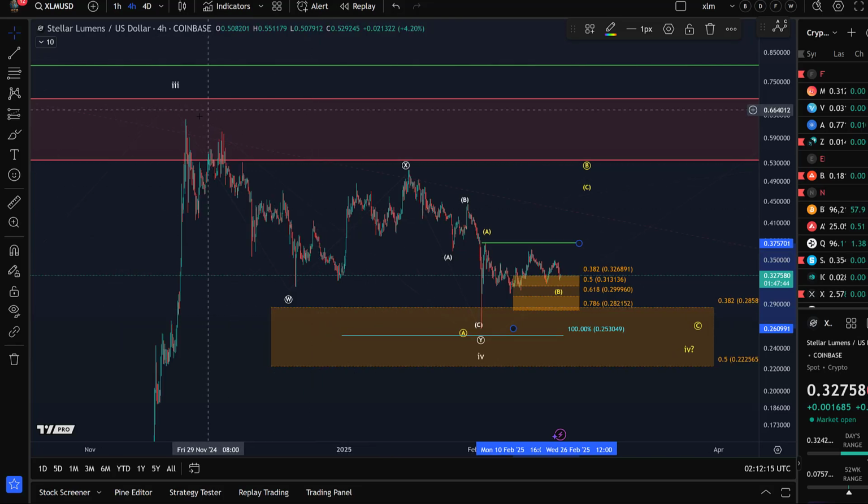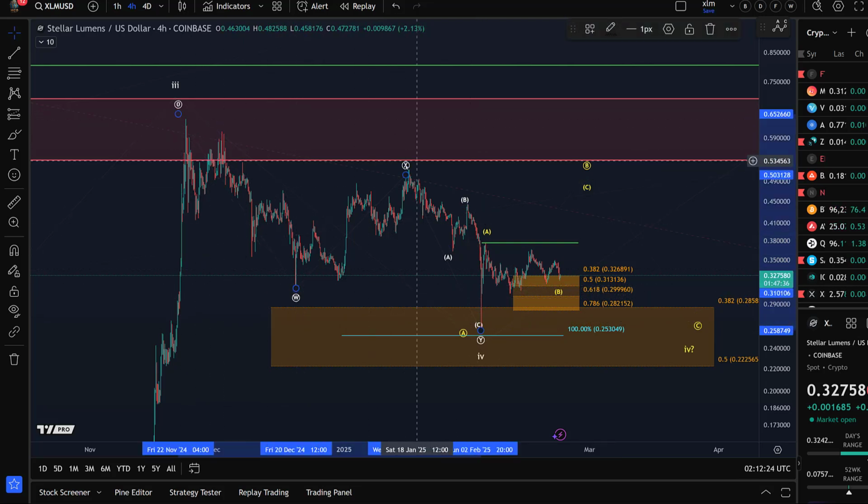If we consider the structure of the decline as a WXY structure, I have to call it a WXY because the initial decline could be a 3-wave move in wave W, then we have an X wave, and the Y wave down would then follow, and the Y wave would again be an ABC structure. And why is this important? Because this move down looks like a 3-wave move. So 3, 3, 3 can't be an ABC, it would have to be a WXY. And then here, it didn't quite reach the 100% extension.